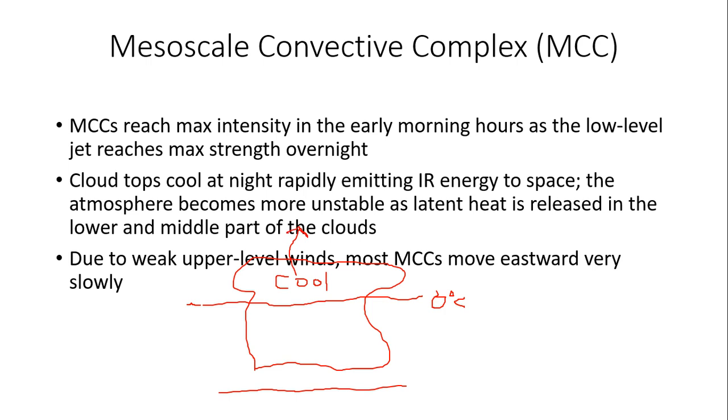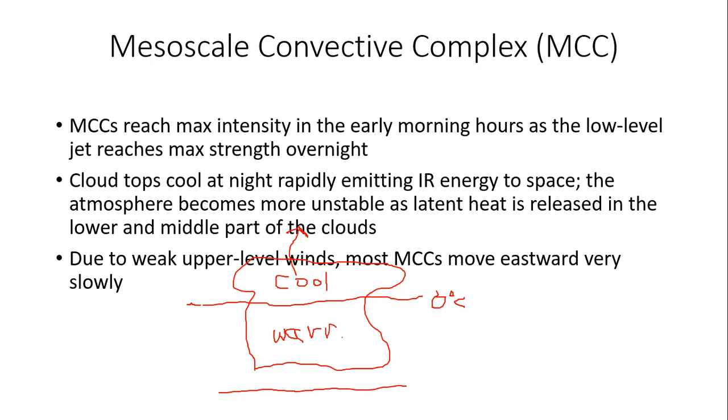Meanwhile, in the lower and middle portions of this cloud, latent heat is being released as you convert water vapor to a liquid, the condensation process. You are releasing latent heat to the surrounding air in the lower and middle parts of the clouds. So what you're doing is creating a greater temperature contrast in the vertical.